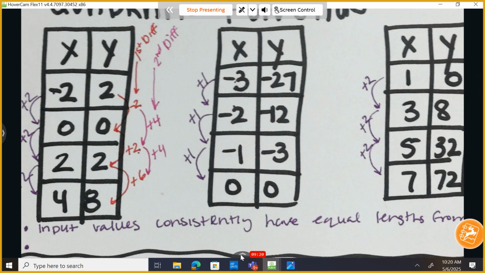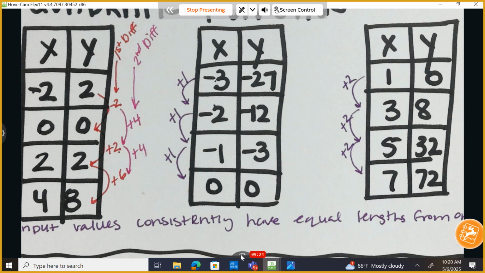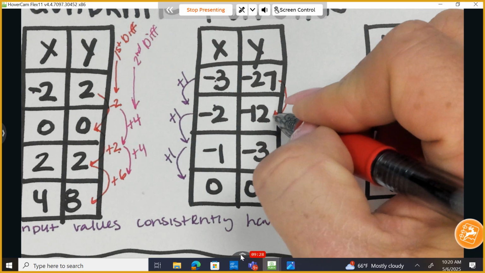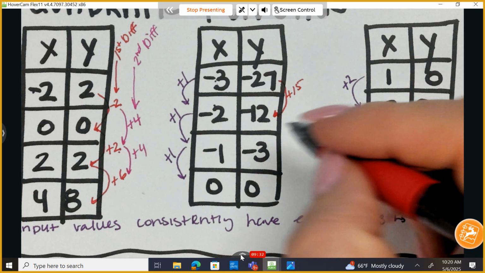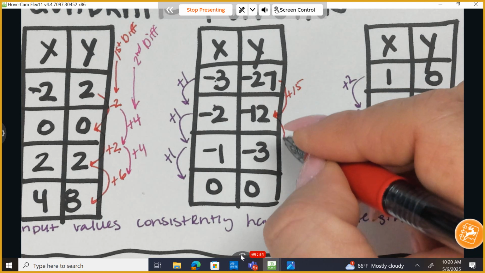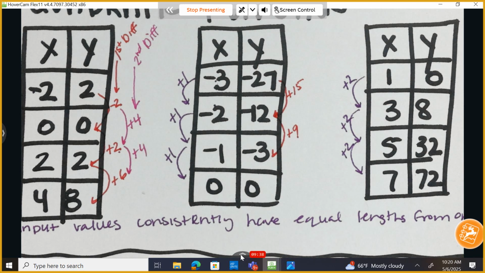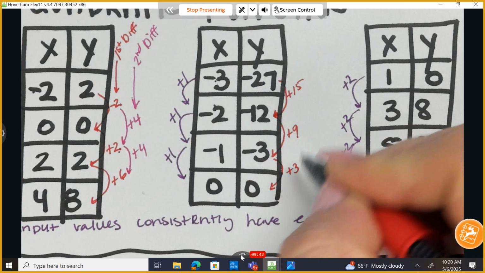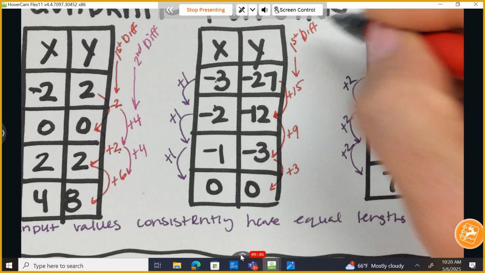Okay? You're welcome to use a calculator. I'll do one more with you. Here we go. You ready? If I'm at -27 and I have to go up to -12, I need to add 15. If I go from -12 up to -3, I have to add 9. If I go from -3 up to 0, I have to add 3. This is the first difference.